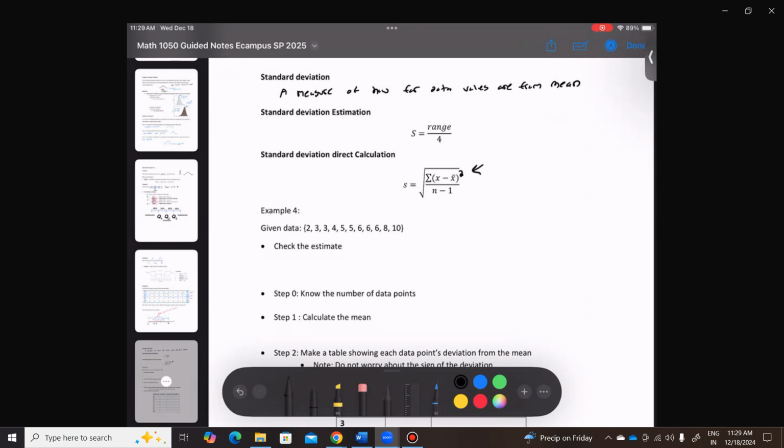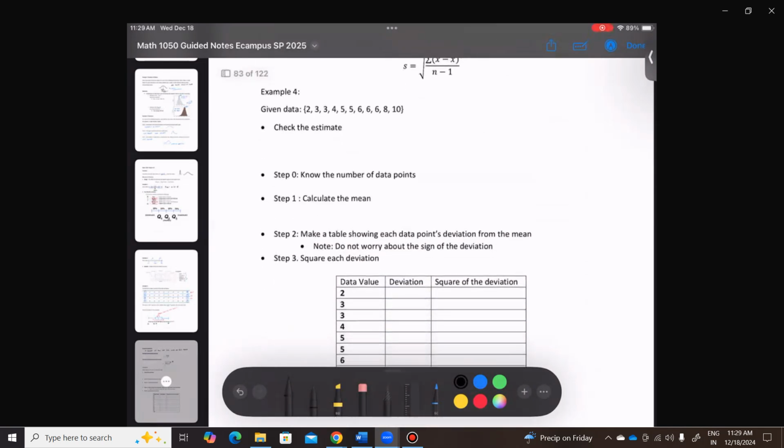All right, so let's look at the 11 values that we have listed. We're going to start out with checking the estimate. So the range we found was 8, 10 minus 2. And so your estimate for your standard deviation is 8 over 4, which is 2.